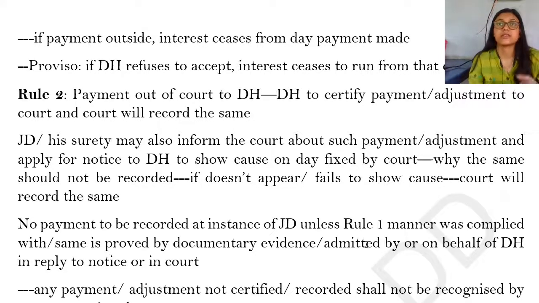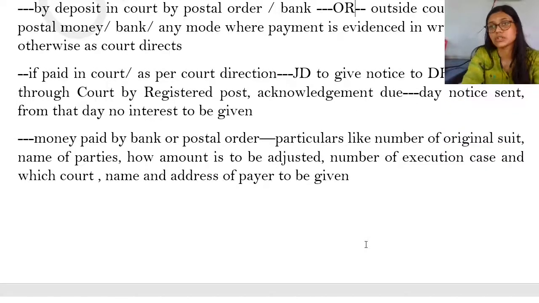I hope with this you are able to understand the different modes by which we go for execution: delivery, attachment, with sale, without sale, arrest and detention, appointment of receiver, and any other modes. We have seen different kinds of decrees like partition and restitution of conjugal rights. So basically, there can be different kinds of decrees as we discussed above, but the modes are a few that we have discussed under section 51 that you have to remember.